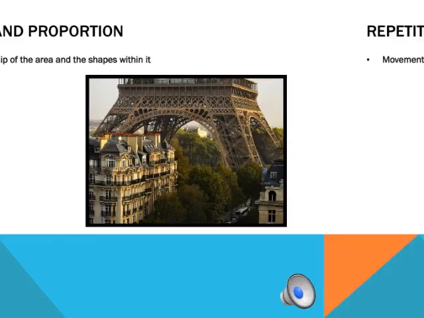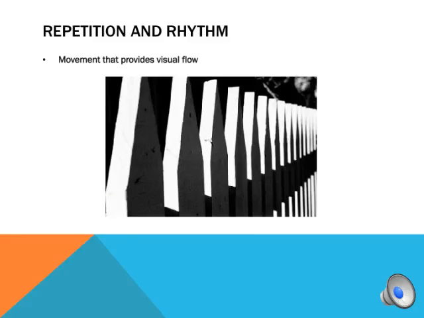Repetition and rhythm is the movement that provides visual flow. If done successfully, the rhythm allows the eye to move through the art without anything being too chaotic.